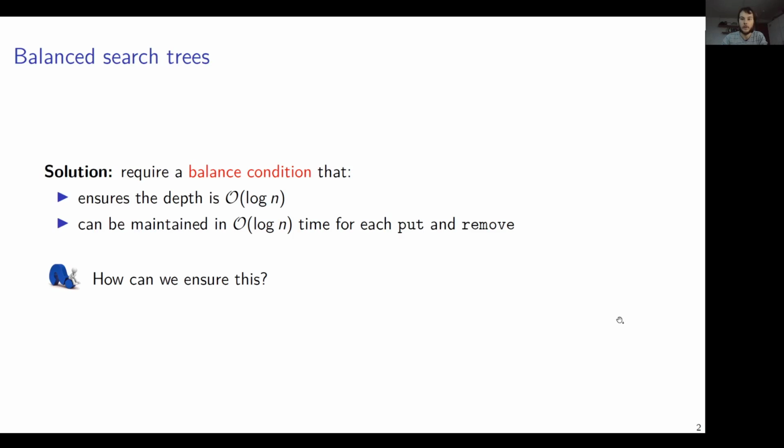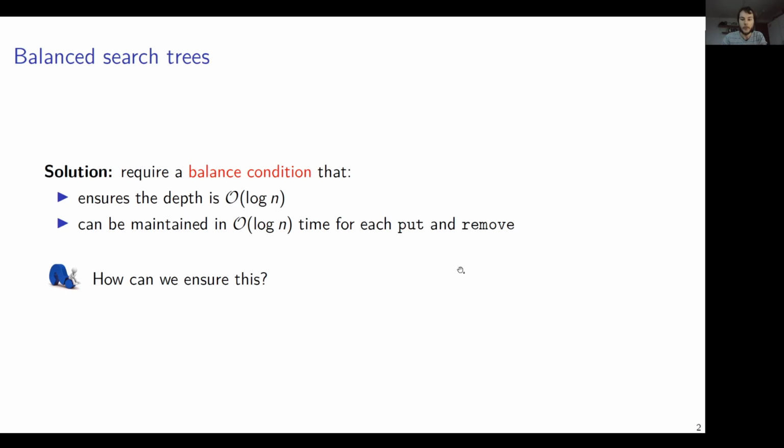So in the last video, we talked about search trees and binary search trees, and that it would be good if they would be balanced, because that would make sure the time complexity of the basic operations is O(log n). So what we wanted was a balance condition in our search trees that ensures the depth is O(log n), and also that can be maintained in O(log n) time for each put and remove, so that the overall complexity of our methods stays O(log n). And I wanted you to think a bit about how to ensure this.